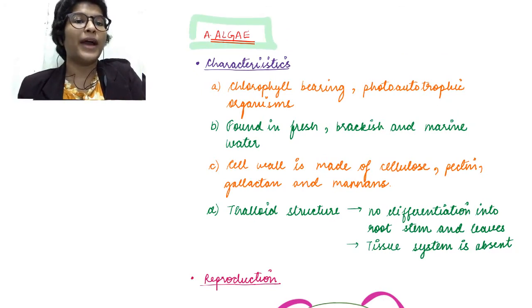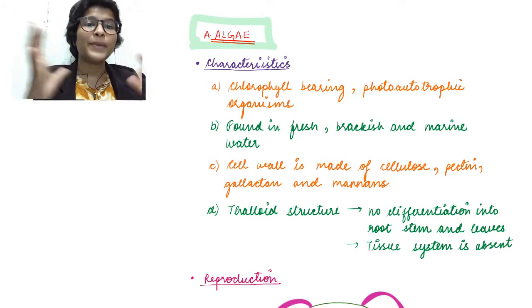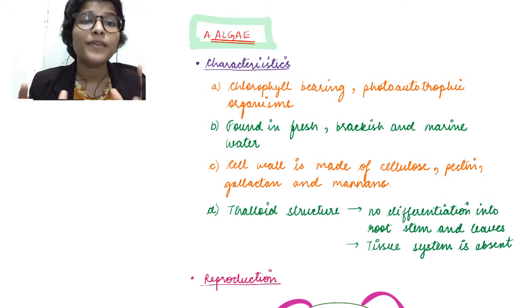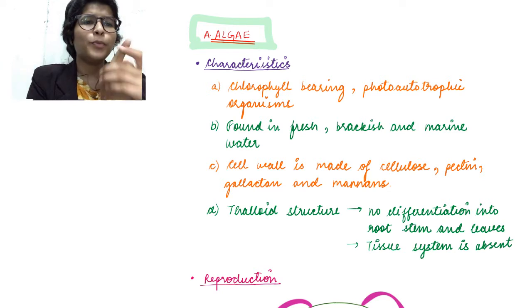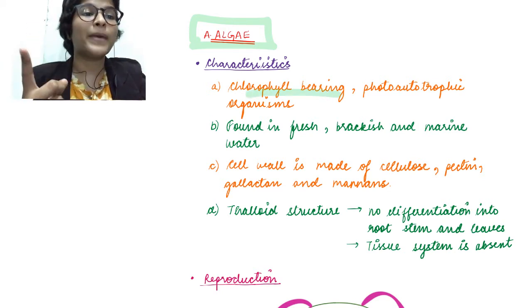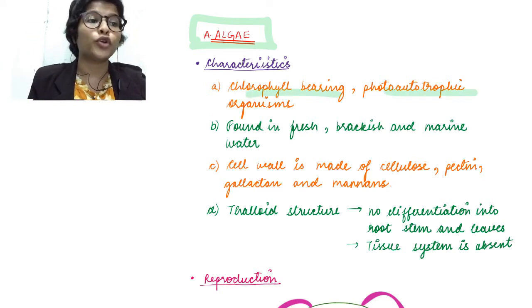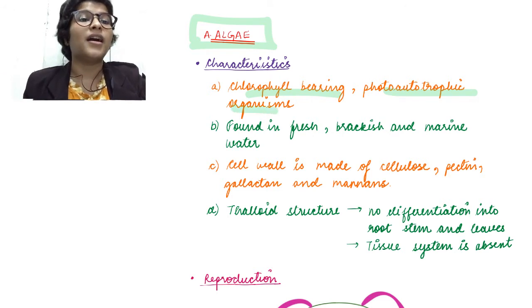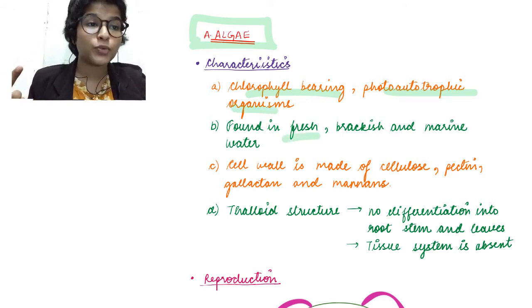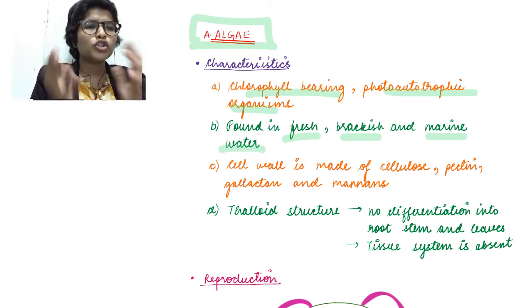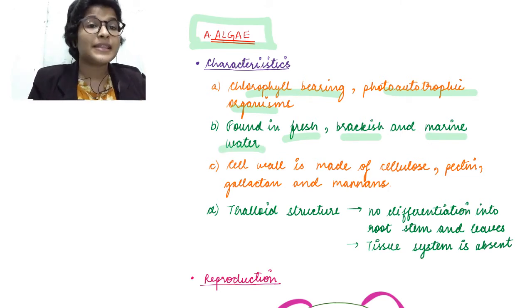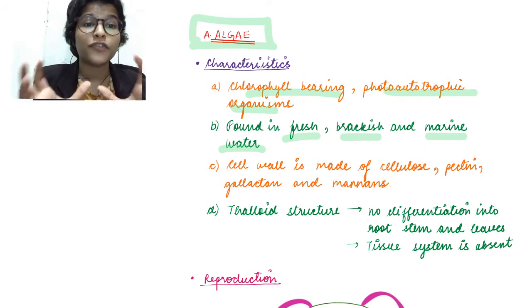So going on to Algae. So what are the basic characteristics of Algae? How do we say कि ये particular plant algae में डालेंगे? So a few basic characteristics are they are chlorophyll bearing, of course, they are photoautotrophic and they are found in fresh water, brackish water, marine water. So basically in most kinds of water algae are found. This tells us that algae do not live on land, they need water for their survival.